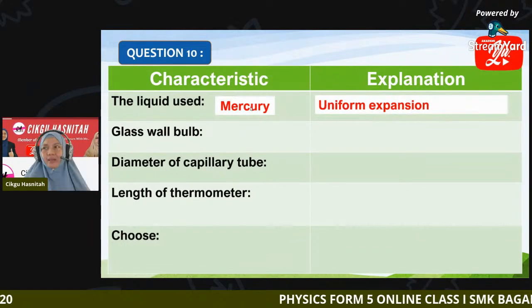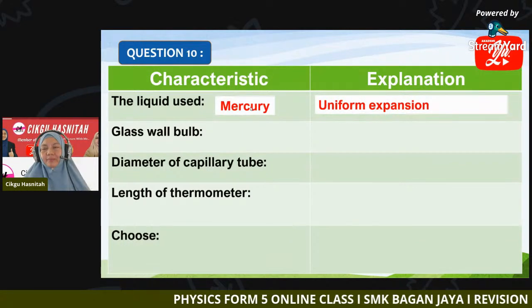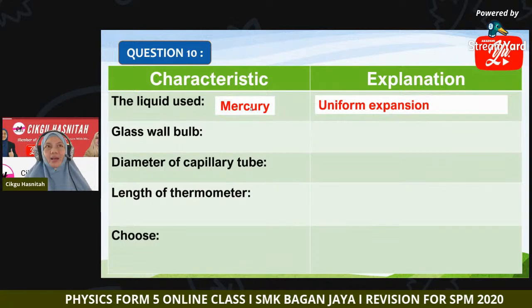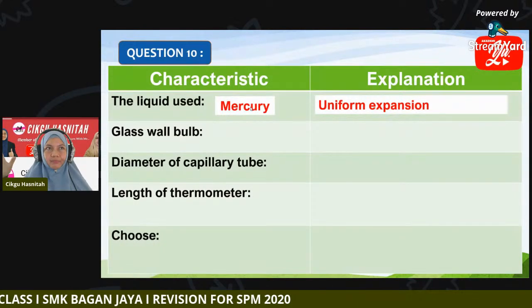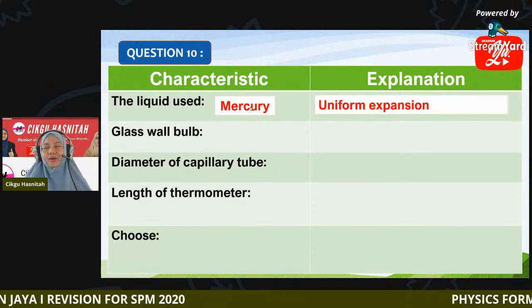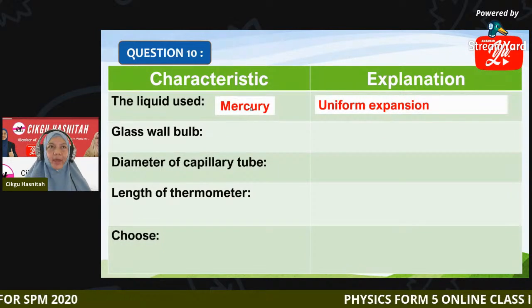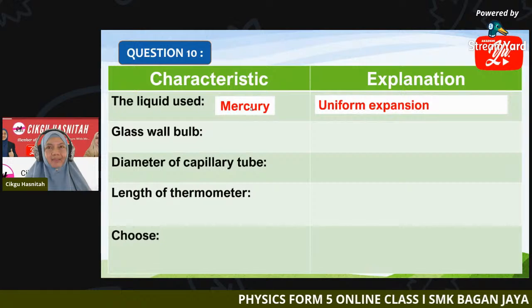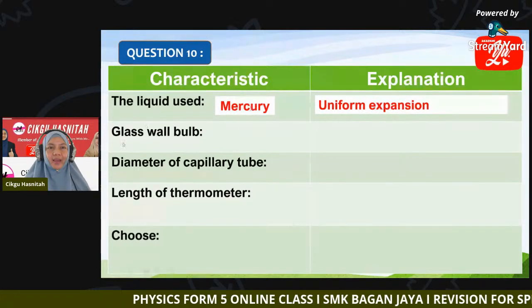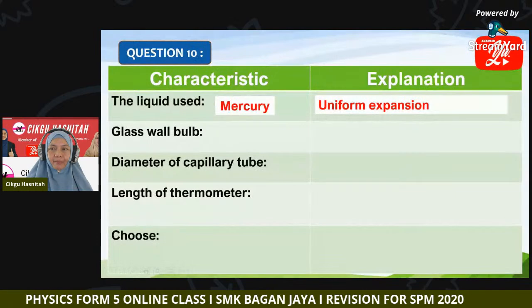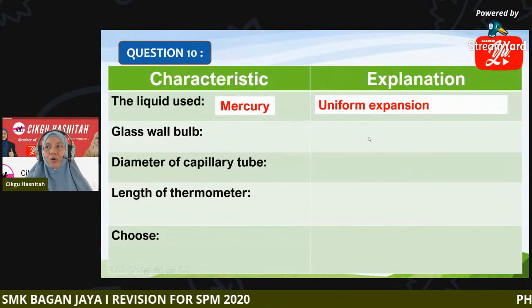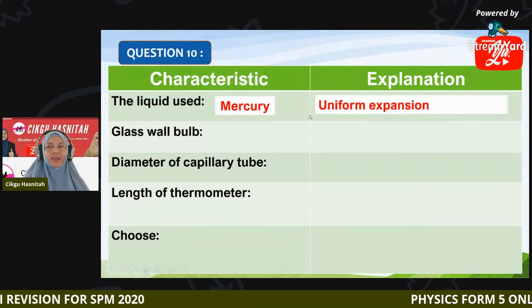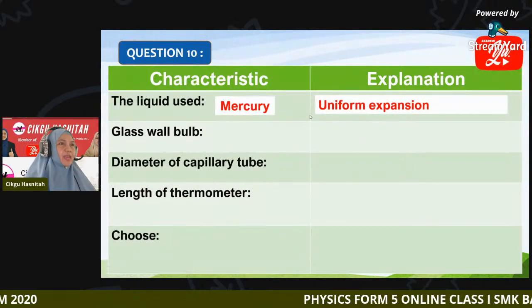Here it gives uniform expansion. You can also give high boiling point, or high range of temperature, or it doesn't wet, or it is opaque, or any one of the five characteristics in the previous questions. Okay, glass wall bulb, thin or thick?